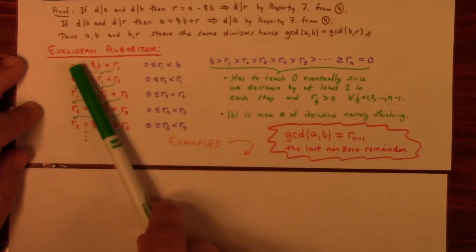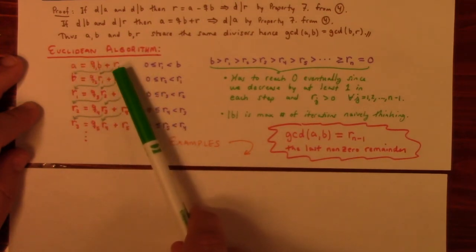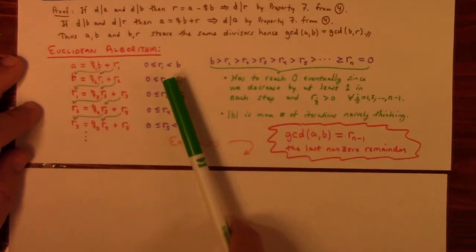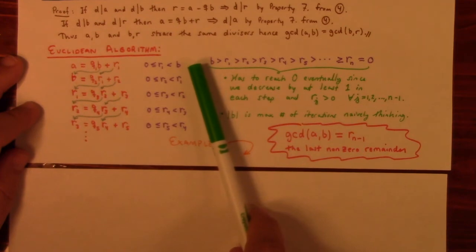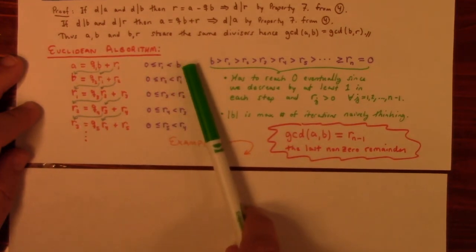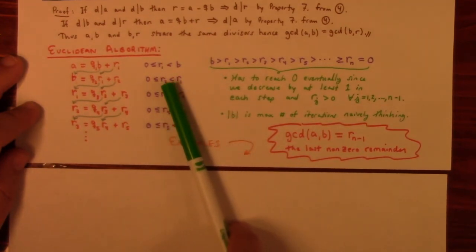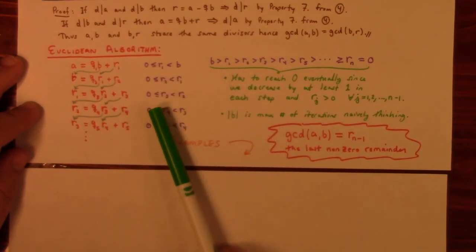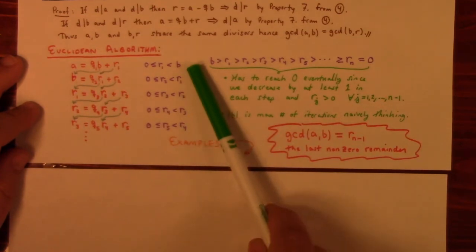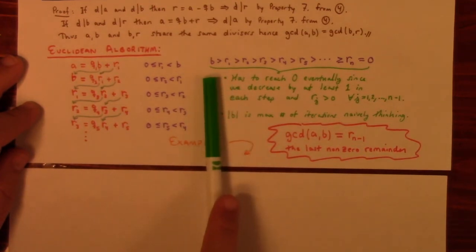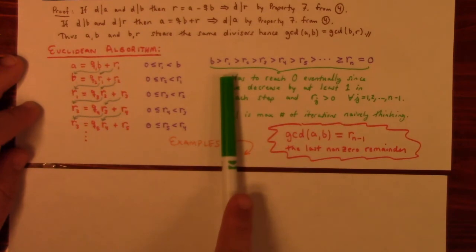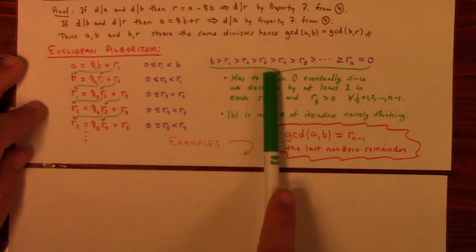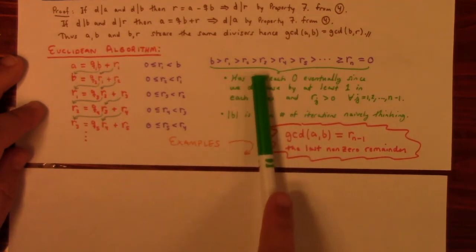So A and B, and then let's see here. Let me just try to track here. So we have 0 less than R1 less than B. Then the second one we have 0 less than R2 less than R1, and so forth. Right. So then you can put these together. You've got B as the largest, and then R1 is strictly less than B, which is strictly greater than R2, strictly greater than R3, and you see down the chain here, right?